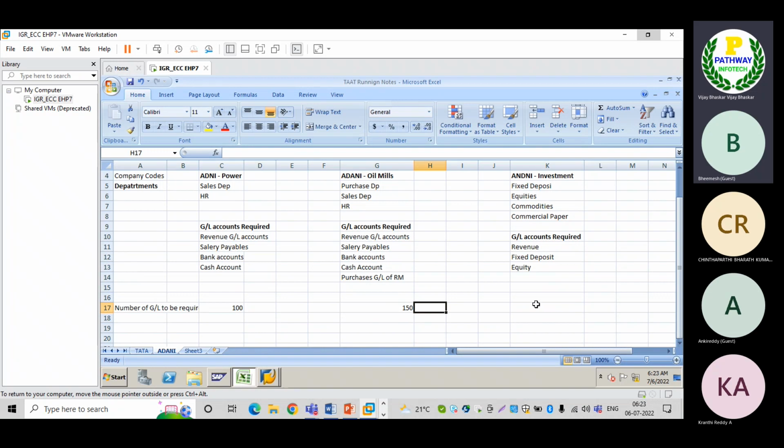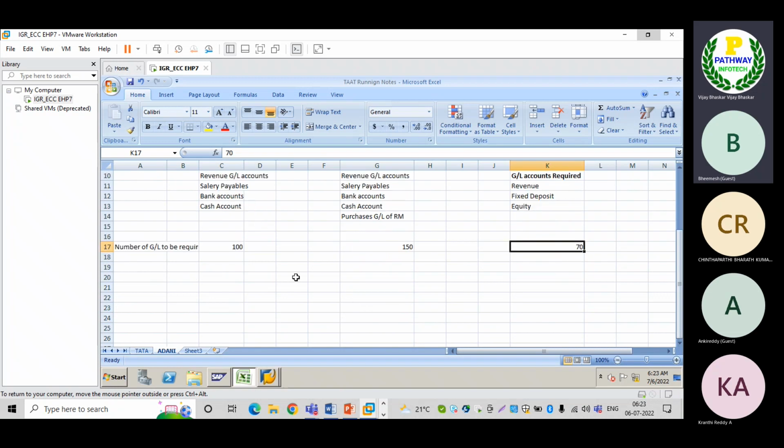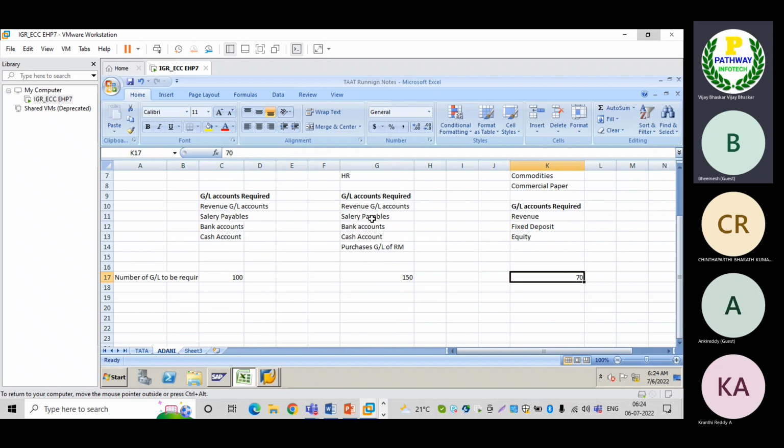Then let us assume the investment entity requires a maximum of, say, 70 GL accounts, whether revenue-related, investment-related, or whatever. Now see, this legal entity requires 150 GL accounts, this one requires 100 GL accounts, and this one 70 GL accounts.